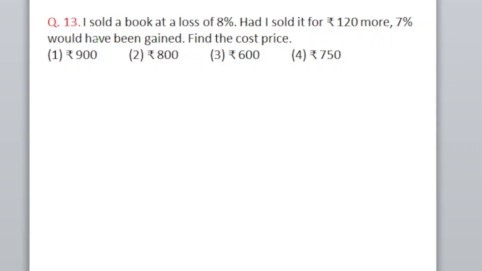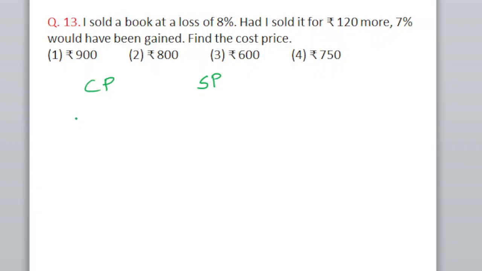Question number 13. I sold a book at a loss of 8%. Had I sold it for rupees 120 more, 7% would have been gained. Find the cost price. Now here let cost price be CP and selling price be SP.